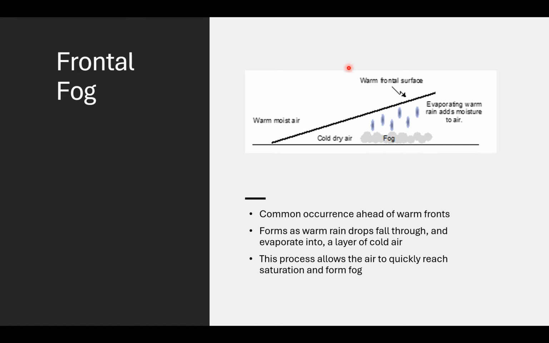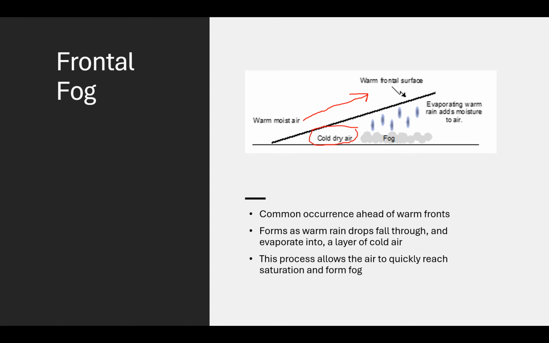Frontal fog, another type of fog we can discuss. It's a common occurrence ahead of warm fronts. It really is. I have seen this one also in action. And so if you notice the diagram here, we have warm, moist air. Okay, I'm going to have to draw it out for you to really explain it. But you have warm, moist air, because it's lighter in density, it's going to basically ride up and over this colder, drier air at the surface.